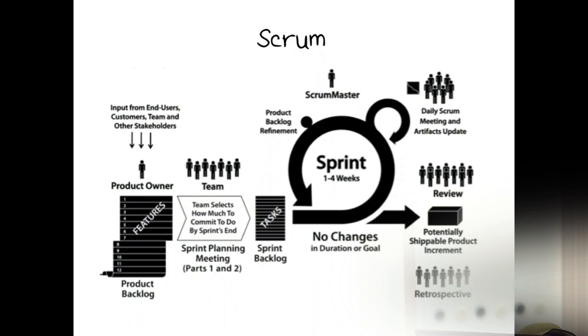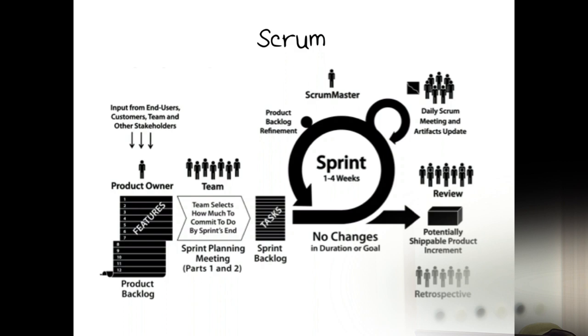And each feature here is then translated into a number of tasks. So these are technical tasks. What do we need to do as a team, given the existing product, from a technical perspective in order to deliver this feature at the end of this sprint? So these are kind of design and coding and testing tasks here. And we'll look at what they look like.